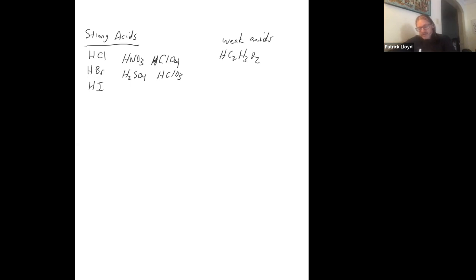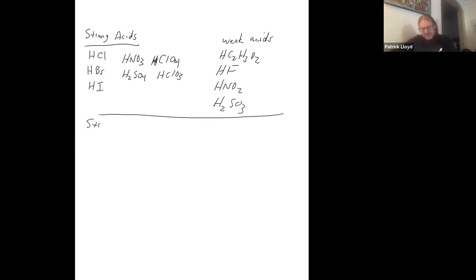HC2H3O2, that's going to be weak. HF is going to be weak. HNO2 is going to be weak. H2SO3 is going to be weak. There's going to be a much bigger list of weak acids. So we don't memorize those. We just memorize the strong acids. So make a list of the strong acids for yourself.